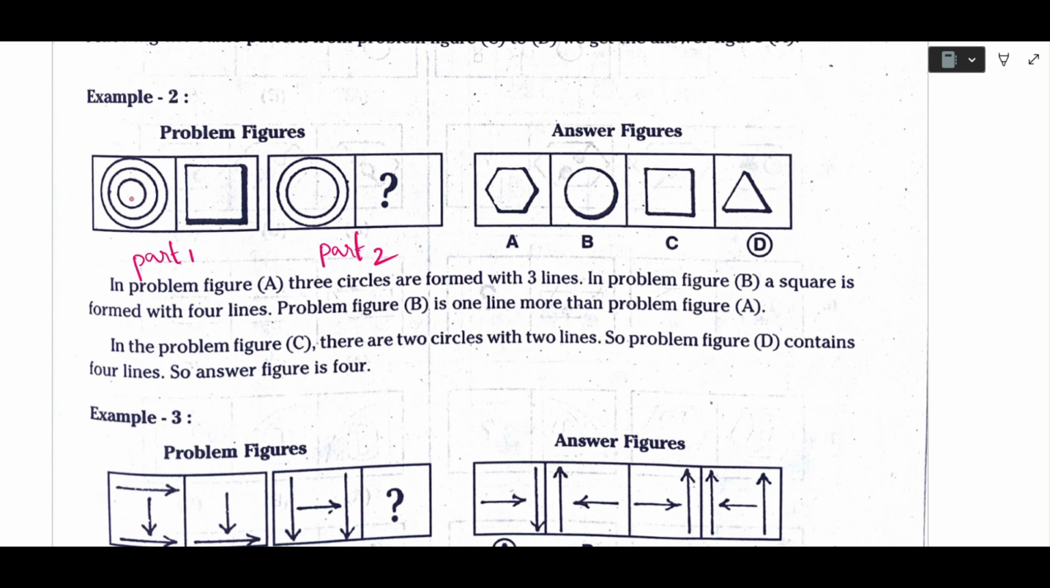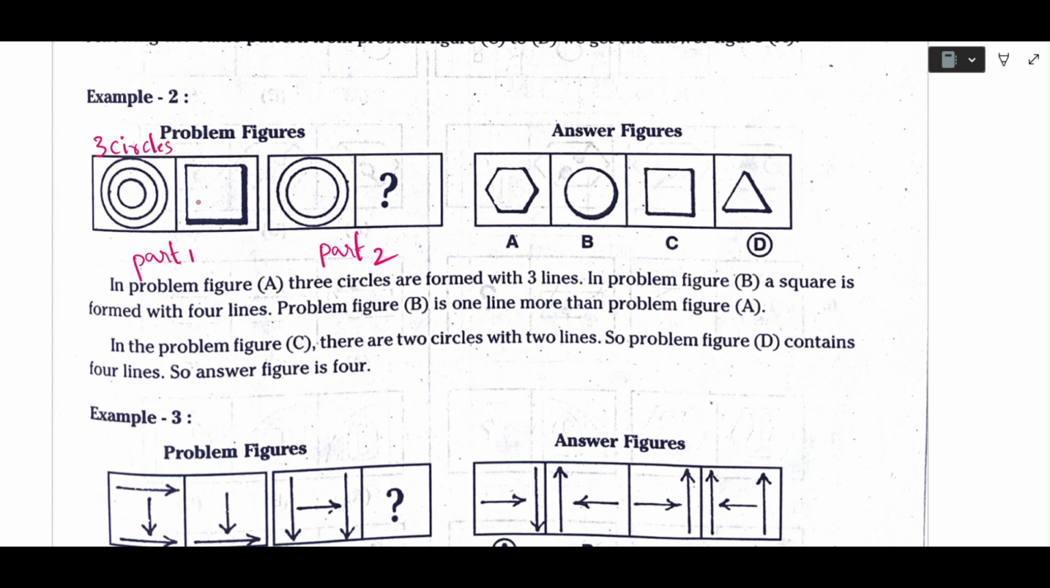So first of all we have to look into part 1. So we have to observe what it is given and how the relation is there between first two figures of the part 1. Okay, and then we have to apply the same changes to the figures of part 2. Okay, let me explain. Here in the figure 1 we have 3 circles, right? Here we have 3 circles.